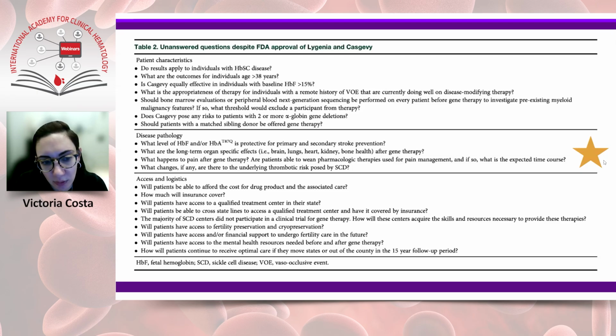What are the long-term organ-specific effects? What happens to pain? Different things like that. And I think especially, a lot of the data used for the approval of these drugs was in individuals up to 38. So what happens in individuals after 38? What if they have this level? What if they're doing well? These different clinical scenarios. So hopefully over time, we will have more data and information to better guide the management of these.